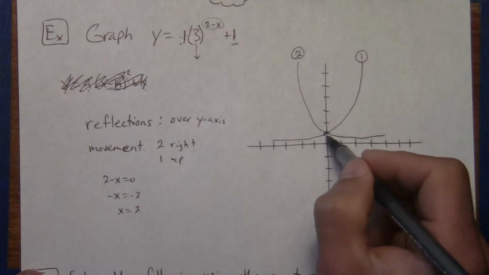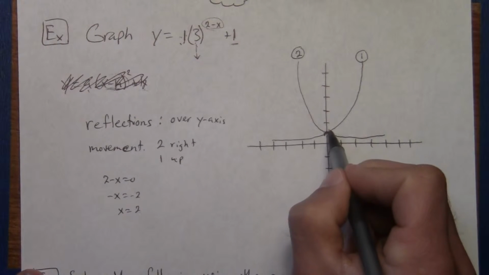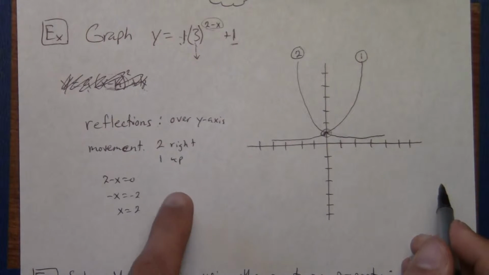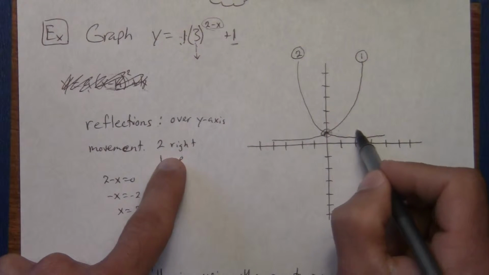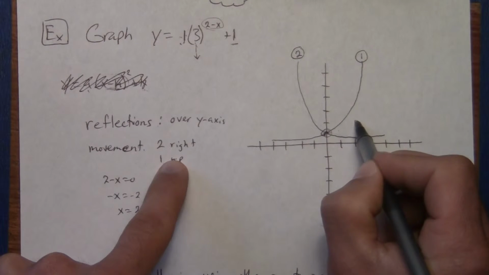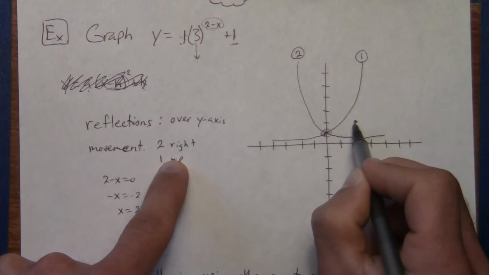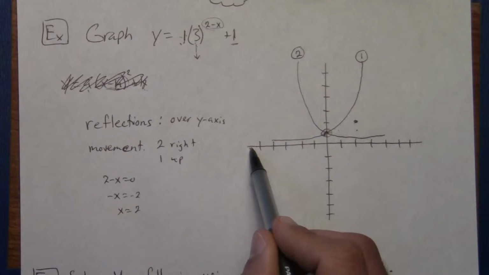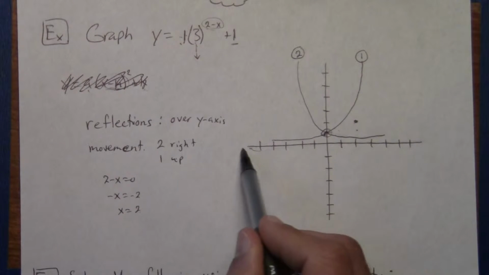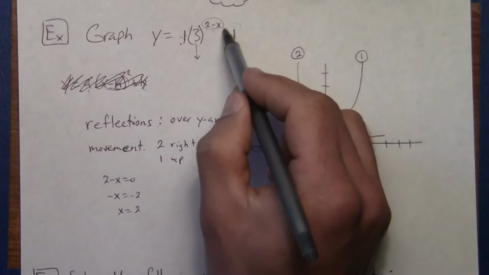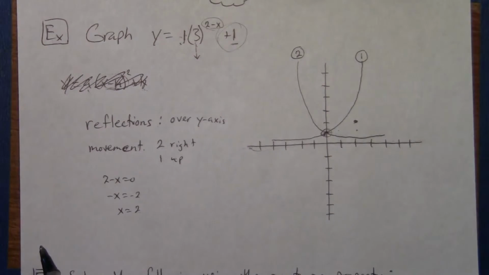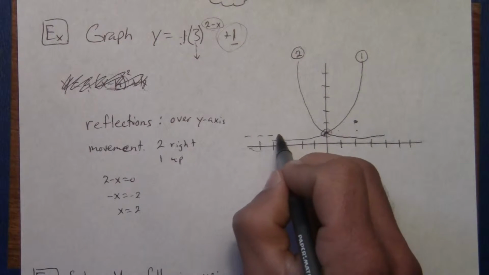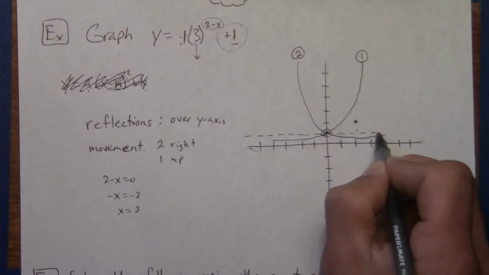So I took care of the reflections. Next thing I'm going to do is pay attention to that point. It's the only point that I really know without plugging and chugging numbers. I'm going to move it to the right 2 and up 1. So that point is now right here. And then we talked about it in class, that there is a horizontal asymptote here at y equals 0. This number controls the movement of the horizontal asymptote. If the function moves up 1, the horizontal asymptote also moves up 1. So there's actually a horizontal asymptote that's going to be here.